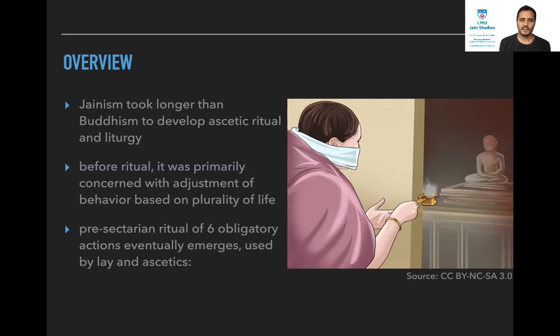There was a pre-sectarian ritual, as Dundas points out, and you see in bullet point number 3, of six obligatory actions, one of the main topics of this lecture. This eventually emerges, used by lay and ascetics alike. It was pre-sectarian, meaning everyone could practice these six obligatory actions, before all the sects broke out. So this was something that was core and important for all Jains, and still is for most today.